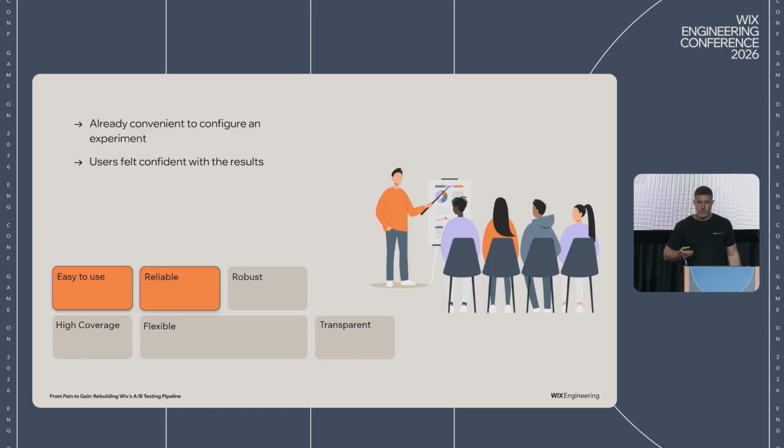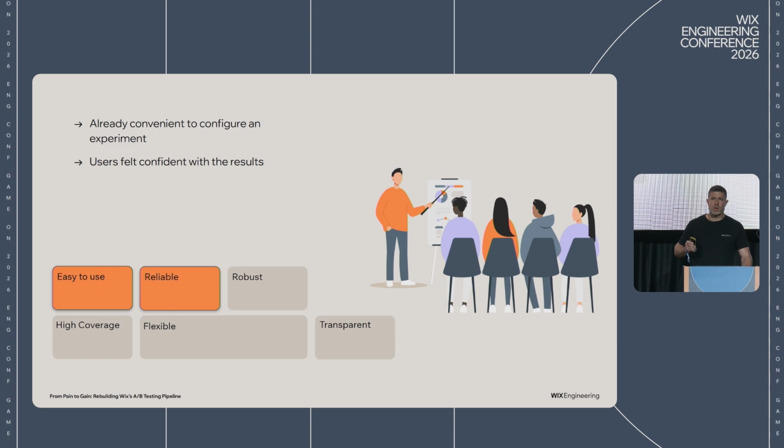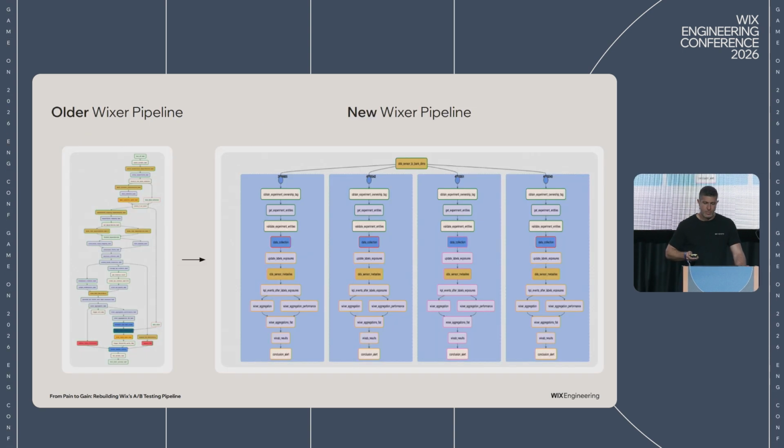We already knew that the whole system was easy to use because it was pretty convenient to configure an experiment and analyze the result the day after, exactly as our users voted in the survey I mentioned earlier. In addition, as long as the data was refreshed, users felt confident with the result, which is great. And this is something we definitely wanted to preserve. But we still had 4 other pillars.